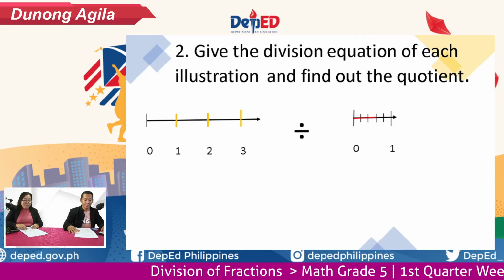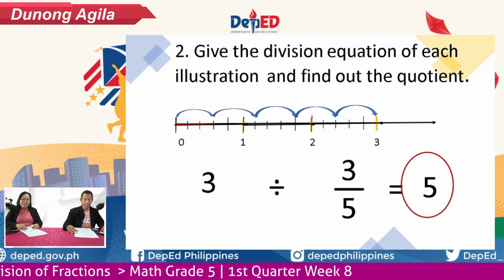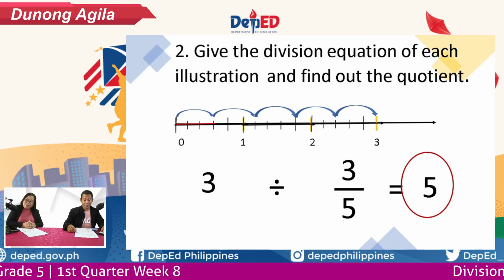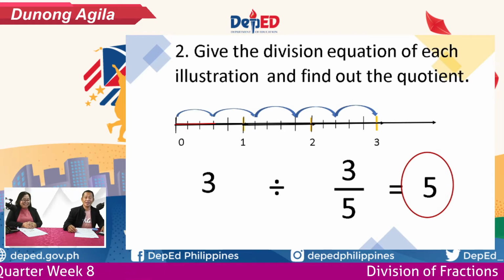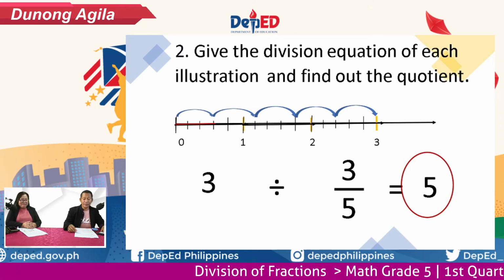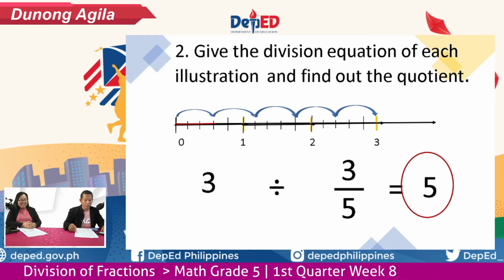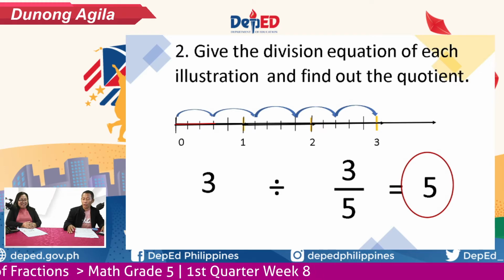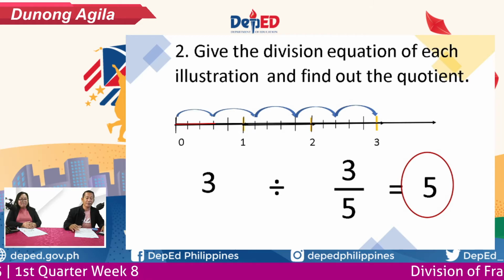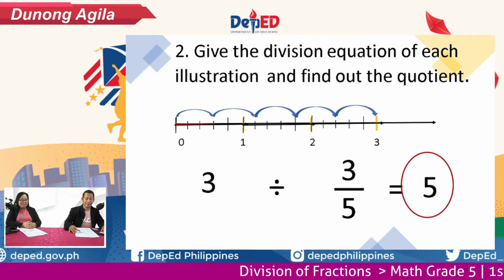Time is up. The division equation for number 2 is 3 divided by 3/5, and the quotient is 5. Why 5, Sir Rod? Okay, it's 5 because looking back at our number line, the dividend is 3 and the divisor is 3/5. That means the illustration is asking us how many 3/5 will cover or fit in 3. The illustration also shows that we hop 5 times from 0 to 3. So our answer is 5.